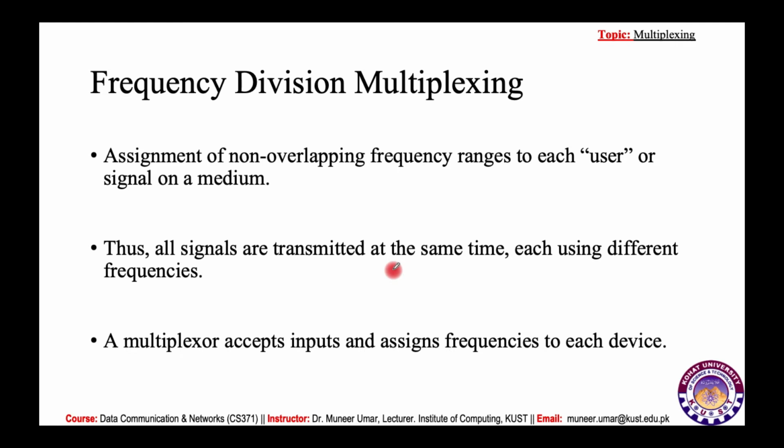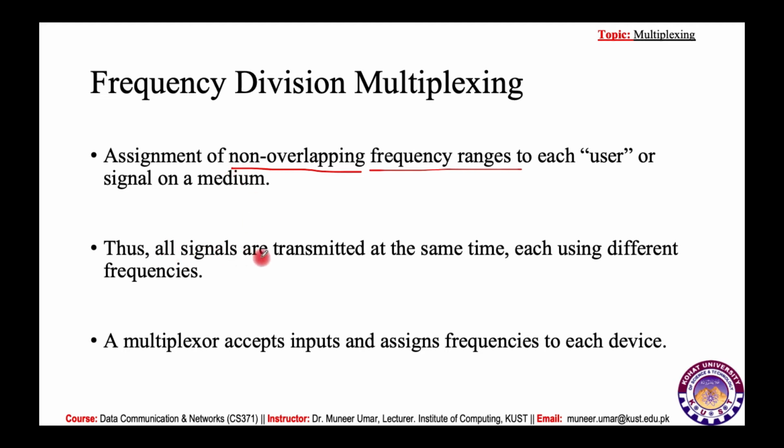First, frequency division multiplexing: assignment of non-overlapping frequency ranges to each user or signal on a medium. So what happens in FDM? Each user is given a particular frequency range, and that range doesn't overlap with the range of any other device in the network or any other device connected to that multiplexer.